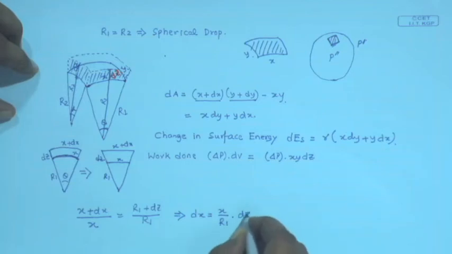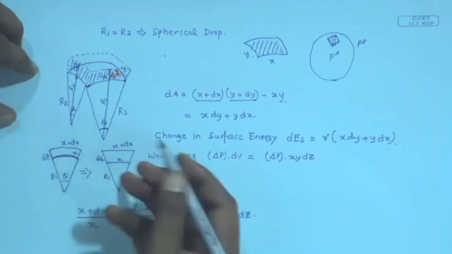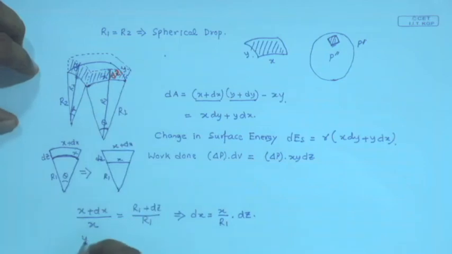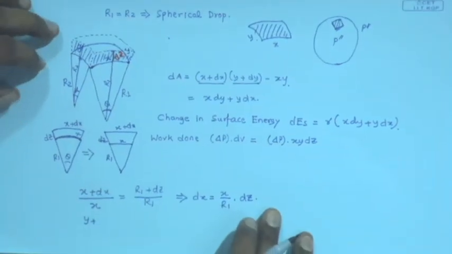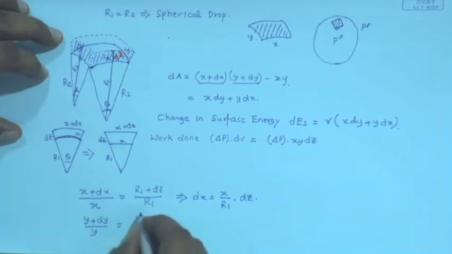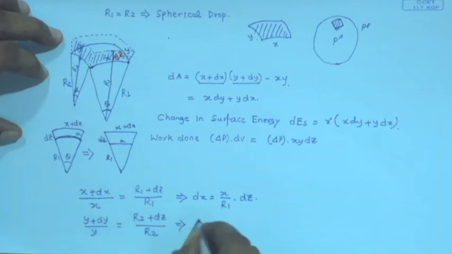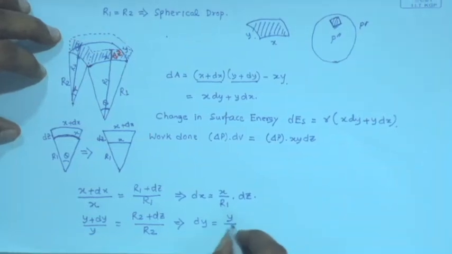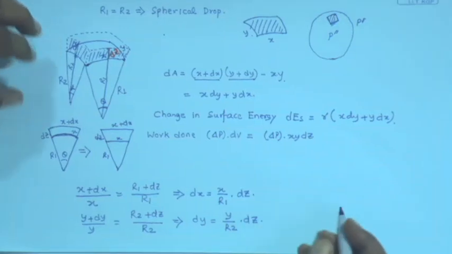into dz. Similarly, considering from the other side, we will get (y plus dy) divided by y equal to (r2 plus dz) divided by r2, and this gives us dy is equal to y by r2 into dz.